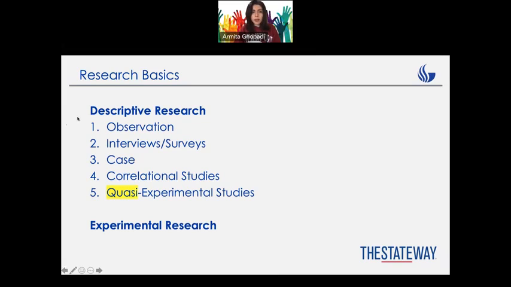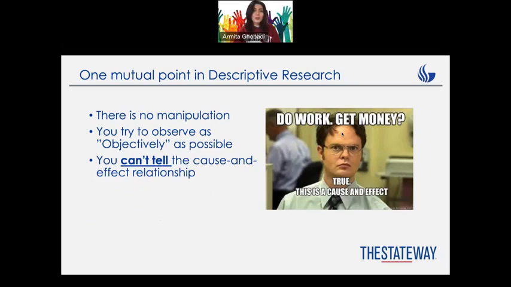Then another way of conducting research, which is just so popular, is experimental research. Just be mindful that experimental research is different from quasi-experimental studies, because quasi is just a part of descriptive research, but experimental itself is a separate way. We're going to talk about the difference more.